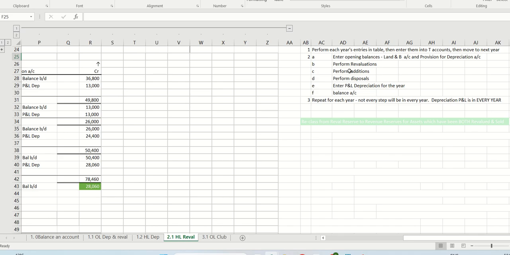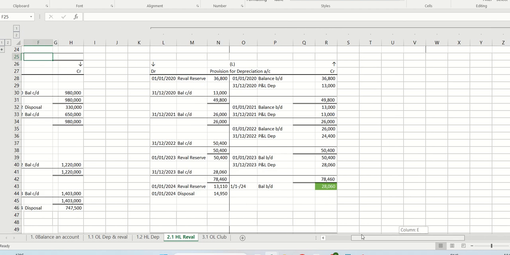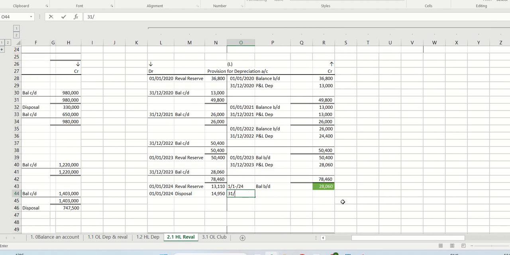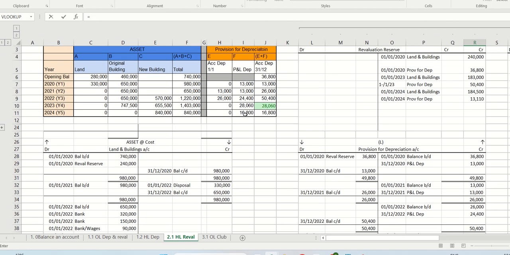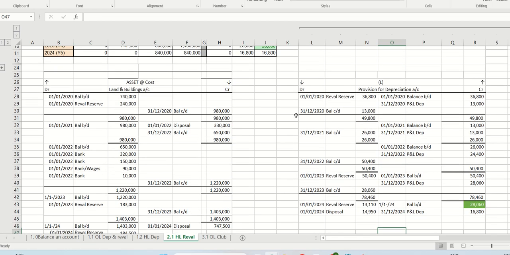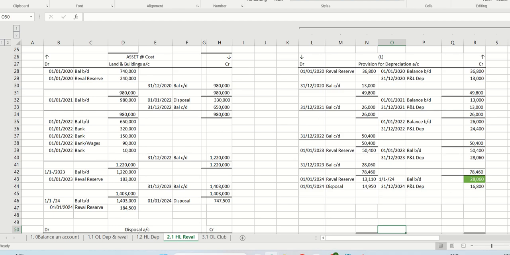Okay, follow our steps. So we did the reval, no addition. We did the disposal, into your P&L depreciation for the year. So stick with those steps, because otherwise, no matter how good you are at this, you will go wrong. Always be checking, have I done all my steps before you go on to the next year? And that'll catch you for leaving out the depreciation at the end. Pull it from column F in your table, 16,800 P&L debit for the year. Okay, so we started that final year with 28 grand in a provision for depreciation account. A portion of it went to the reval reserve because we revalued the new building.